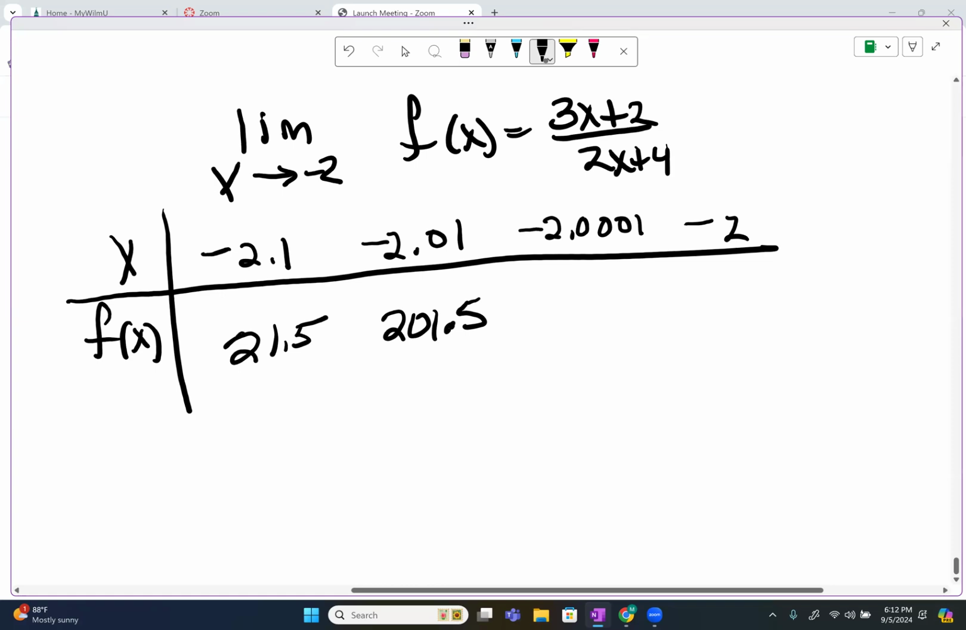And we'll do the same thing here for this one. You're going to plug it in. Obviously, you could tell that the numbers are moving. So this is going to give us 2001.5.